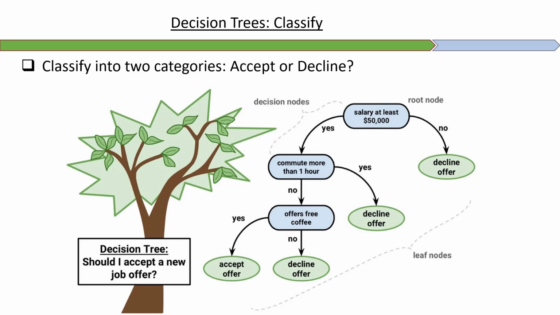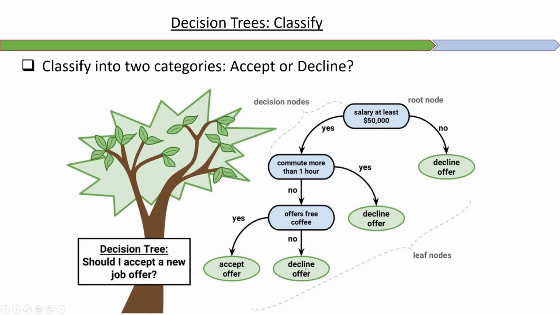Maybe you are a coffee lover. Whether the job offers free coffee or not, that's one of the criteria that you would use in the end to make decisions about the job offers. If they offer a free coffee, you come to the last level and you accept the offer. If they do not offer free coffee, you decline the offer.